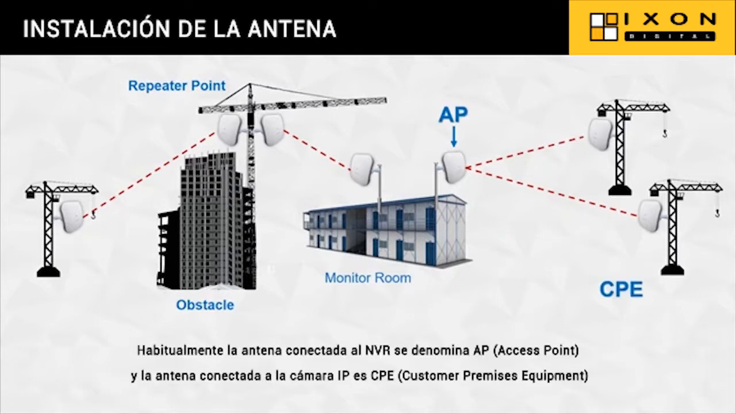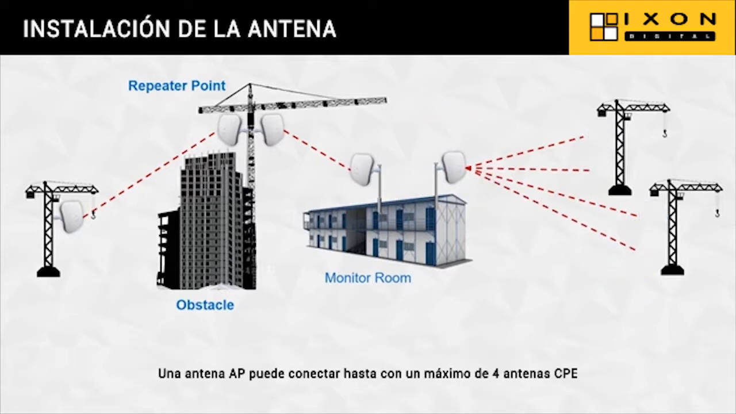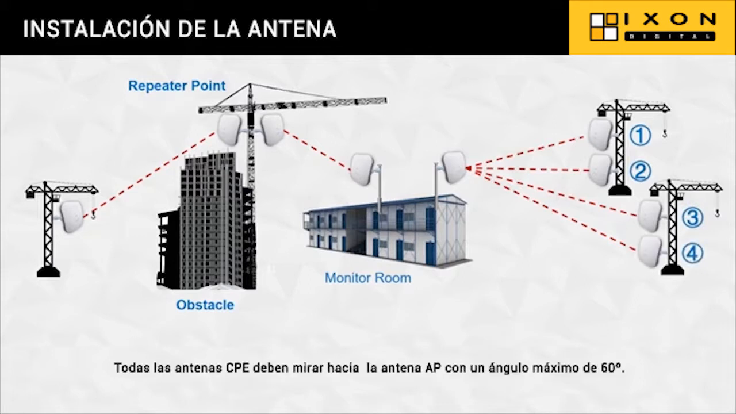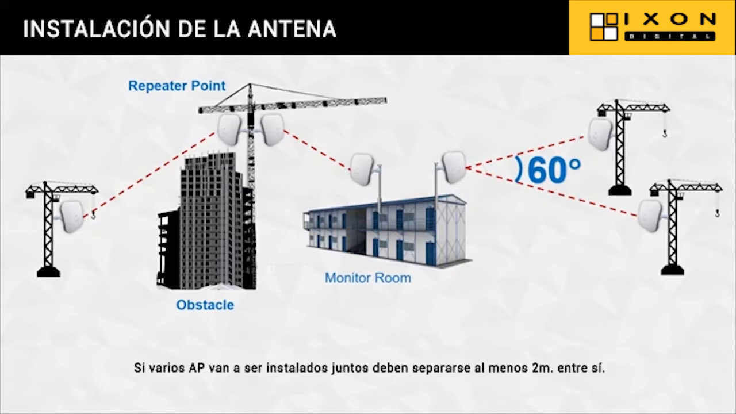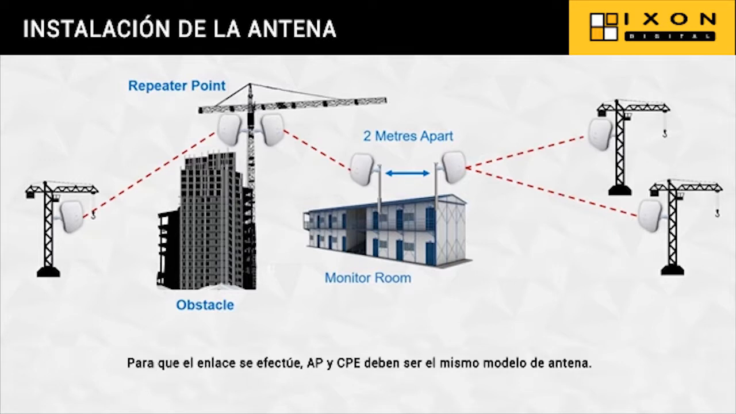Usually the access point connected to the NVR side is called AP, while the one connected to the IP camera is called CPE. One AP can be connected to up to 4 CPE only. All CPE must be within the scope of the launch radiation face of 60 degrees. If access points must be installed at the same location, they should be no less than 2 meters apart from each other.